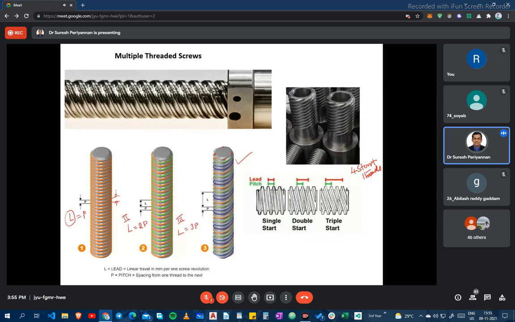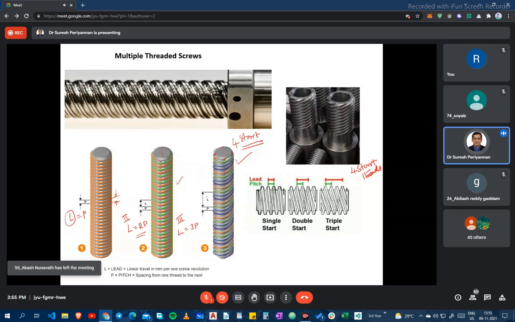Here in one revolution it moves only one pitch, but in this case in one revolution it moves 2 pitch. The distance the nut moves parallel to the axis is twice the pitch. Suppose it is a 4 start thread, then the screw movement is going to be 4 times the pitch. Wherever we need higher traveling speed, those places we are using this for making power screws.